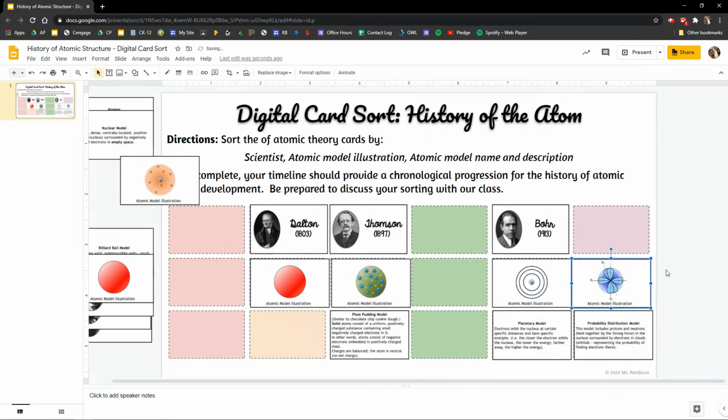So they're kind of arranging a timeline. And then they also have the opportunity to analyze those models and try to match them with their atomic model name and their description. It gives my students a chance to see what has occurred over time as our understanding of the atom and our experiments have kind of led us up to what our version of the atom is now.